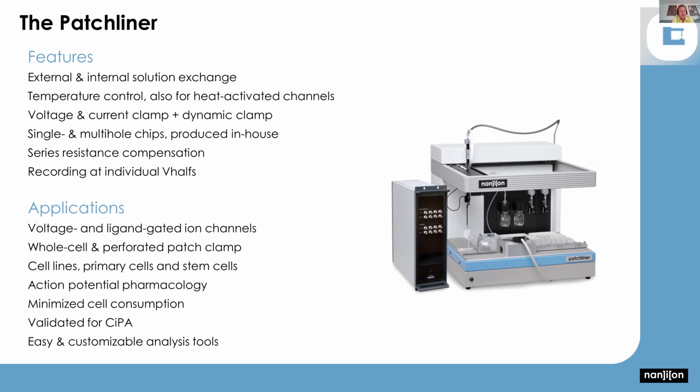It has single and multi-hole chips, which are produced here in Munich. It is doing series resistance compensation. You can do recordings at individual V-halves. You can measure voltage and ligand-gated ion channels, and whole-cell and perforated patch clamp recording could be performed. You can measure cell lines, primary cells, and stem cells. You can do action potential pharmacology, a very unique feature, I think, for this machine. It has minimized cell consumption, is validated for CiPA, and it has easy and customizable analysis tools.